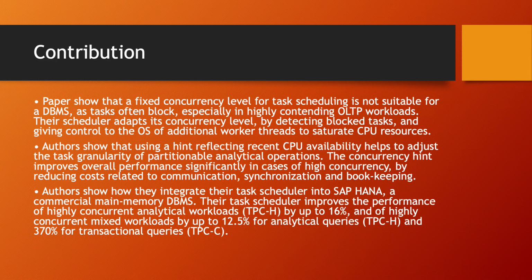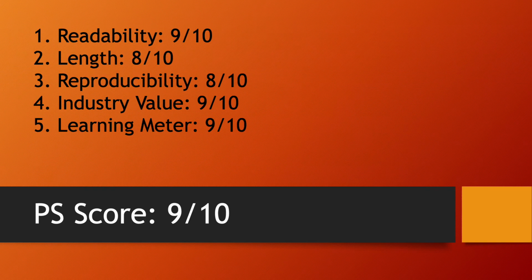Third, authors show that they integrate their task scheduler into SAP HANA, a commercial main memory DBMS. Their task scheduler improves the performance of the highly concurrent analytical workload TPC-H by up to 16% and of highly concurrent mixed workloads by up to 12.5% for analytical queries and 370% for transactional queries.